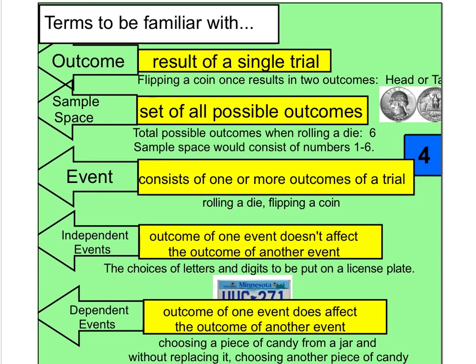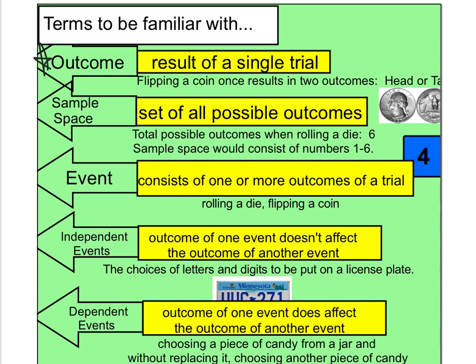Terms to be familiar with: an outcome is what happens after I do something. What was the outcome? Sample space is everything that could possibly happen. If I flip a coin, I get 2 options, heads or tails. That would be the sample space. The sample space of drawing a card would be all 52 cards. An event is doing something, like flipping a coin or rolling a die.